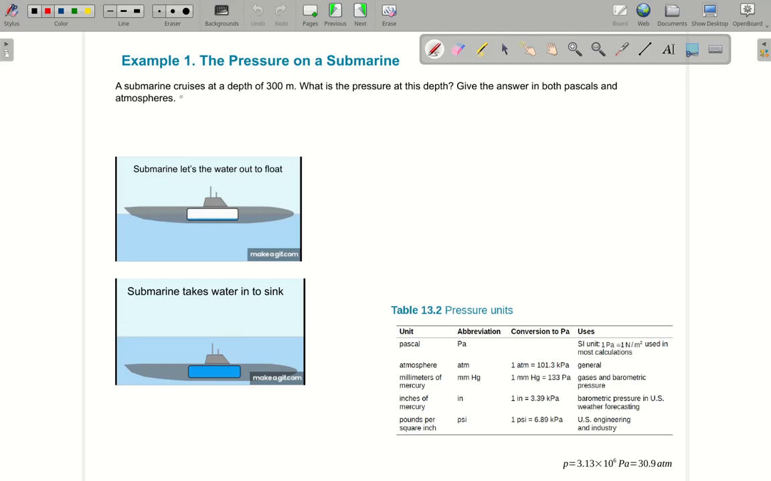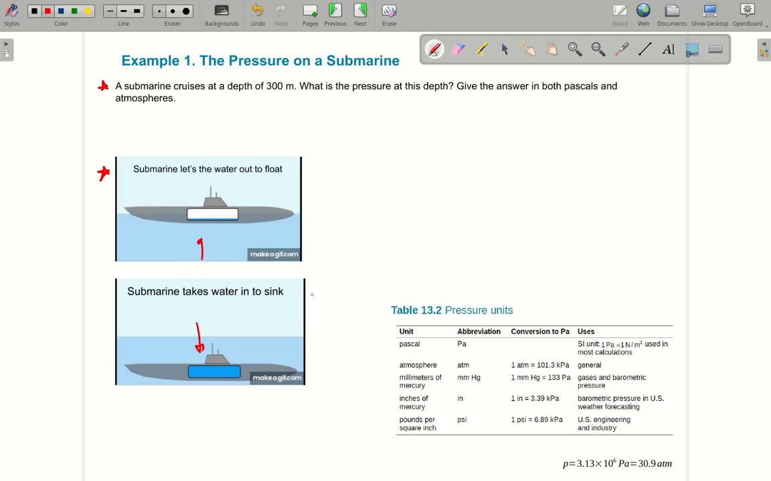A submarine cruises at a depth of 300 meters. What is the pressure at this depth? Give an answer in both pascals and atmosphere. A simple question here involving the pressure of fluids. We'll get to this a bit later, but the working principle behind a submarine is that it takes water in, its density increases, it sinks, and then it gives water out and it starts floating.